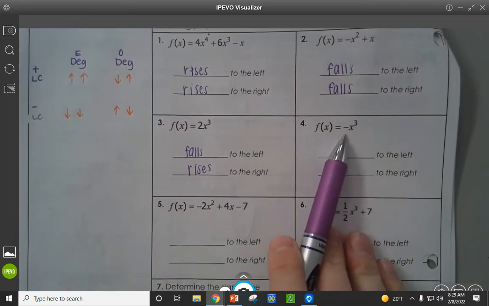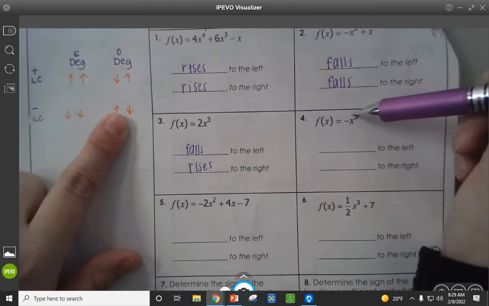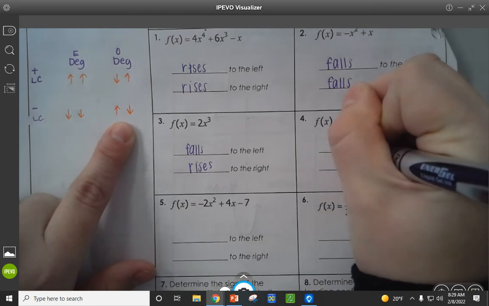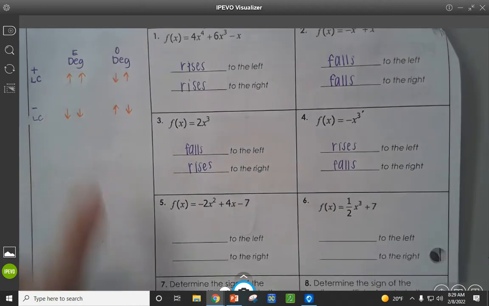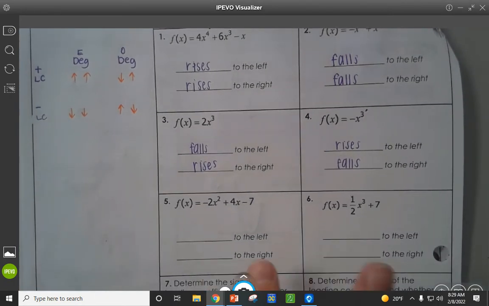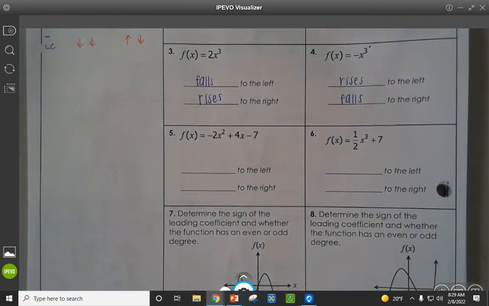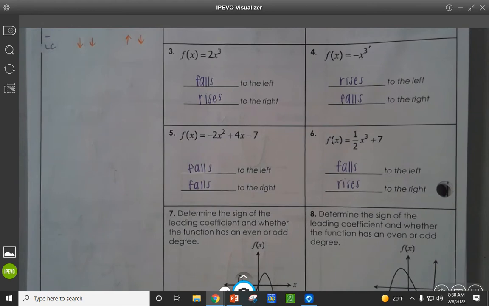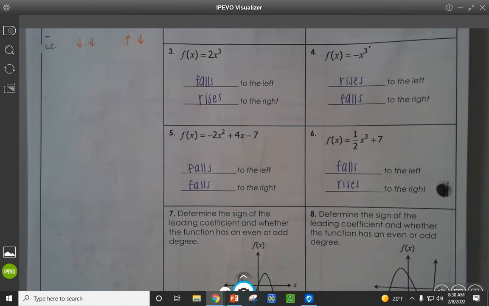Number 4, leading coefficient, positive or negative? Negative. Degree, even or odd? Odd. So rises to the left, falls to the right. Fill in the blanks on numbers 5 and 6. Number 5, you should have falls to the left, falls to the right. And number 6, falls to the left, rises to the right.